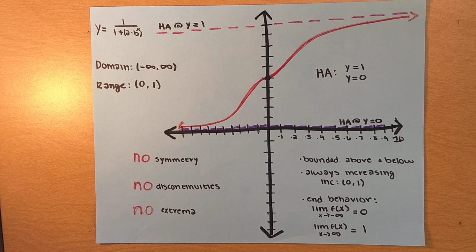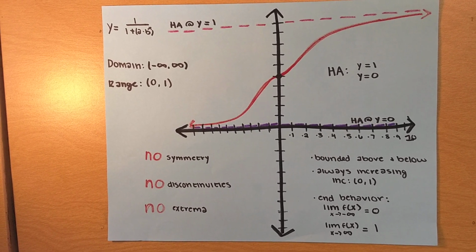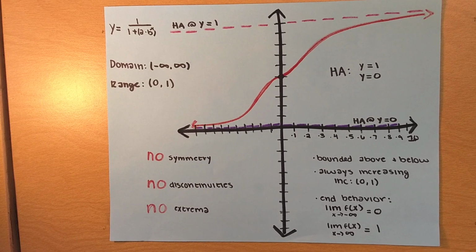The end behavior is the limit of f of x equals 0 when x is approaching negative infinity, and the limit of f of x equals 1 when x is approaching infinity.